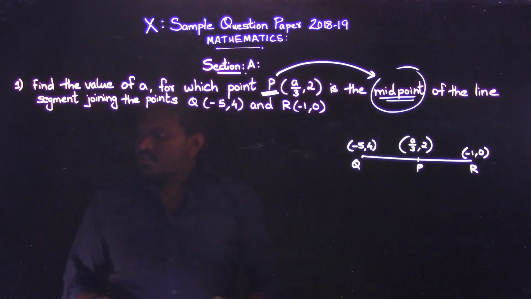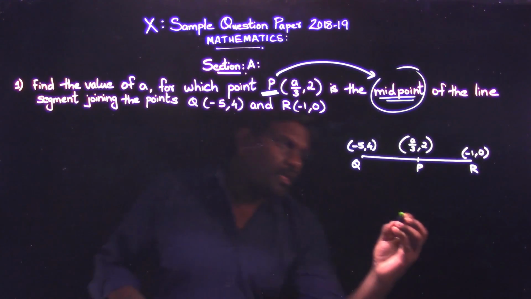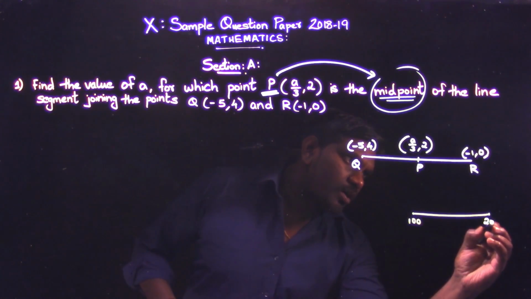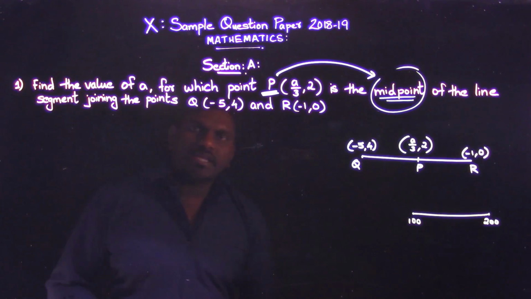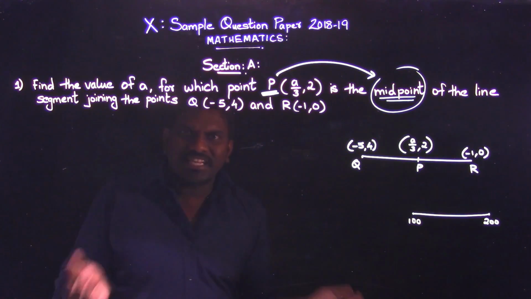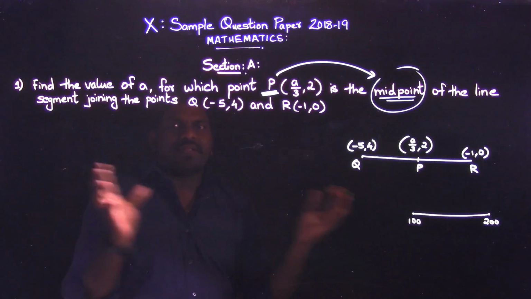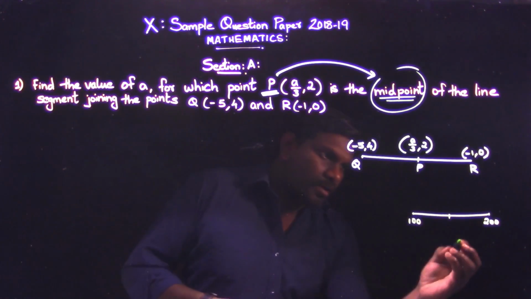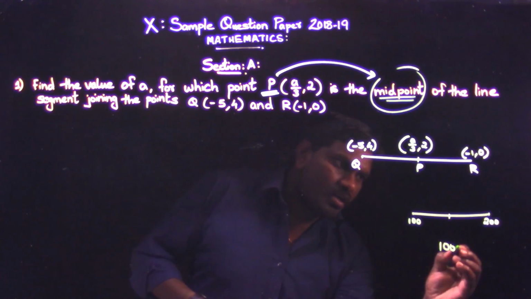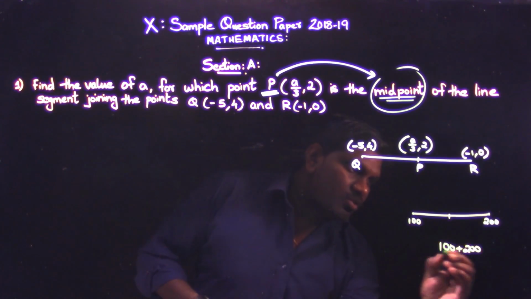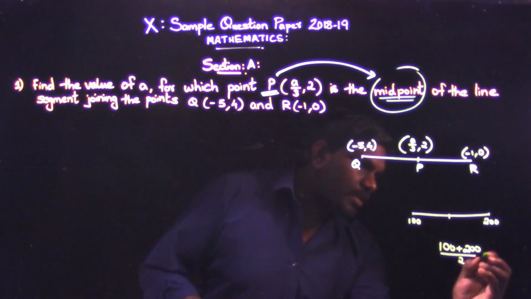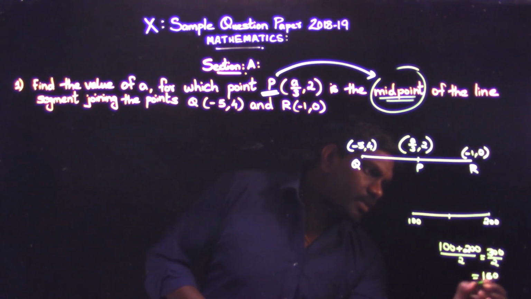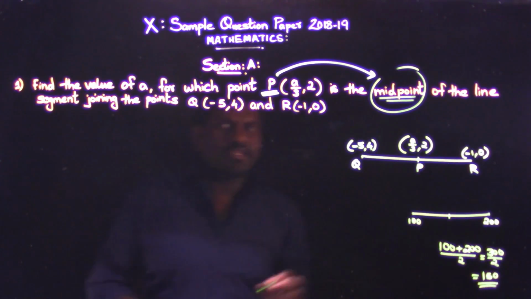Now let me explain this in a different way. If I have 2 points, 100 and 200, and someone asks me what the midpoint is, logically everyone knows it is going to be 150. But mathematically, you do 100 plus 200 and divide it by 2. That gives 300 by 2, which is 150. The logic is the same over here also.